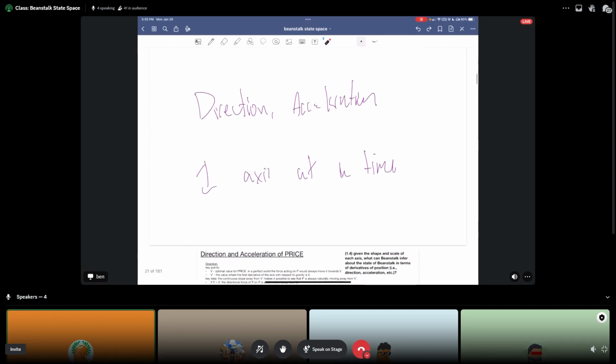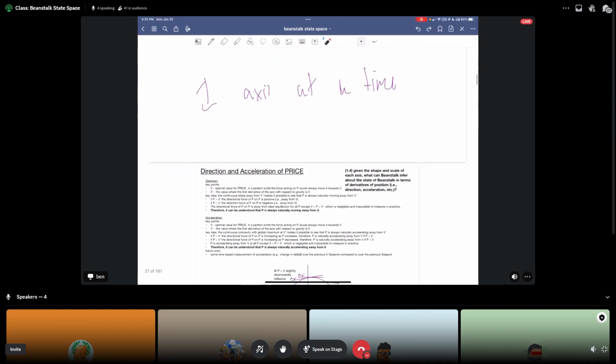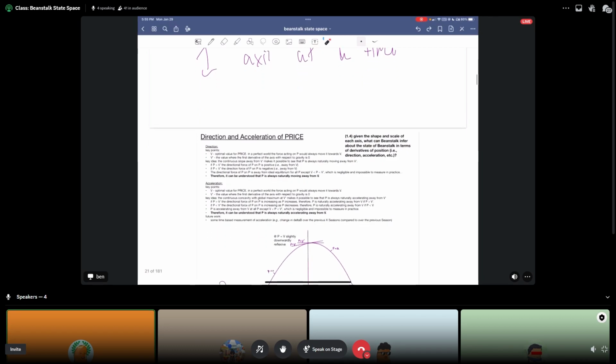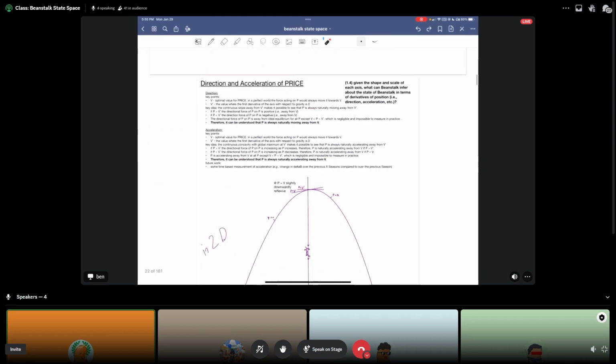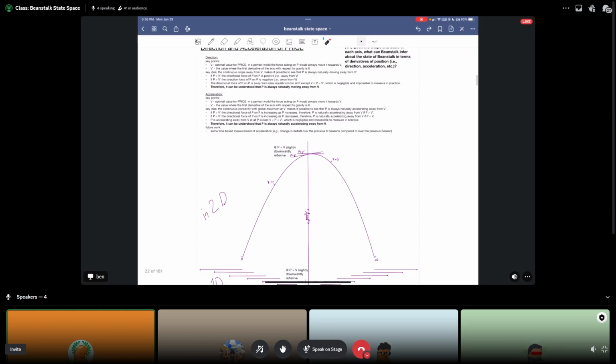One axis at a time. So we start with price. When P is greater than V, the force is positive. So it's heading up. When it's less than V, it's heading down. Less than V prime, really.